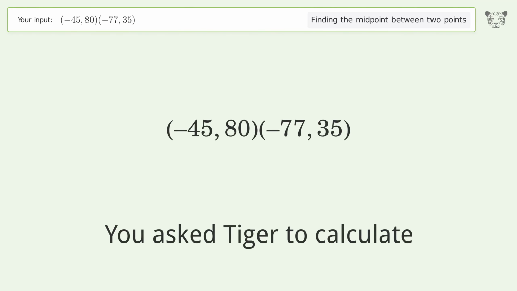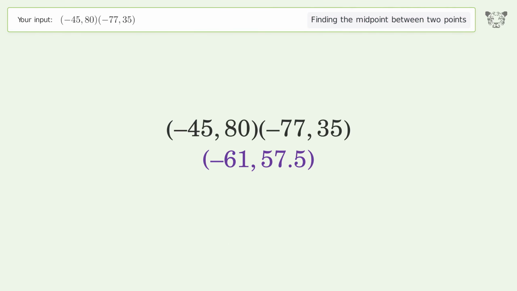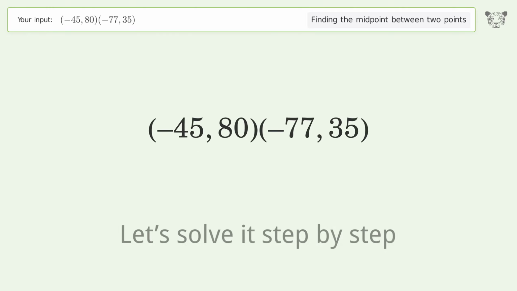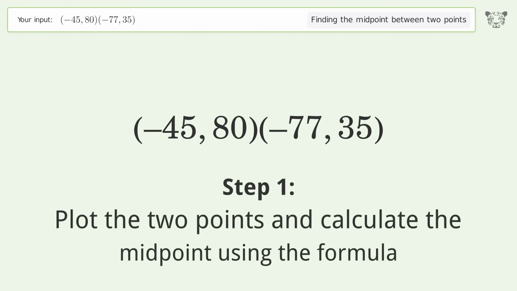You ask Tiger to calculate. This deals with finding the midpoint between 2 points. The midpoint between the 2 points is negative 61, 57.5. Let's solve it step by step. Plot the 2 points and calculate the midpoint using the formula.